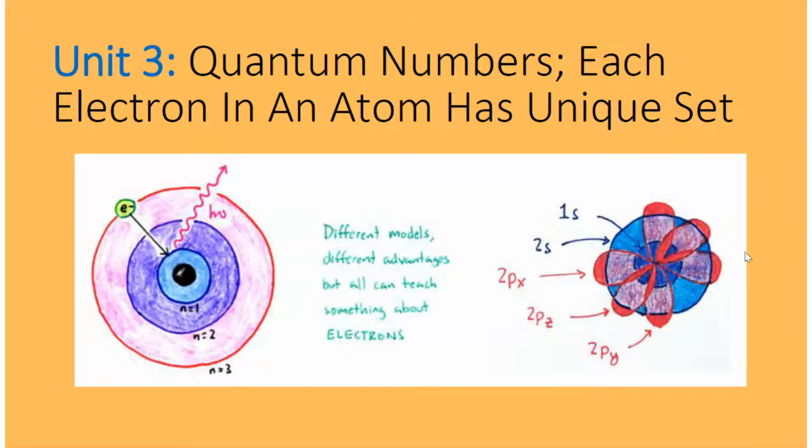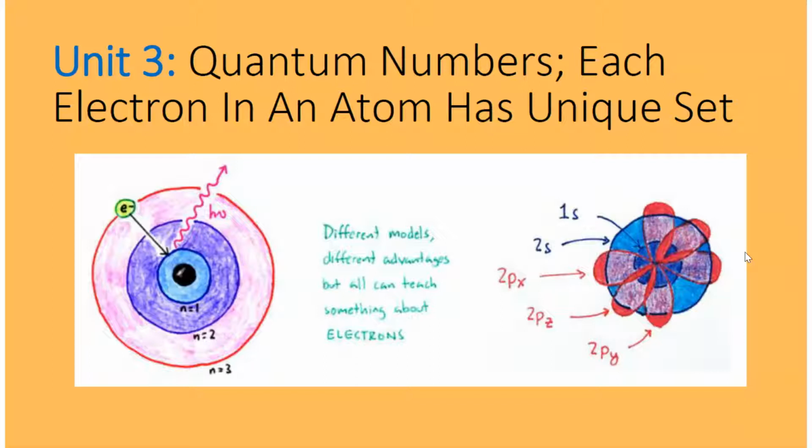This is probably going to be the last video of new material for Unit 3. And I want to wrap up this unit by talking about quantum numbers. Quantum numbers are a set of numbers that can tell us where an electron is within an atom. Not only that, every electron in an atom has a unique set of quantum numbers. We'll wrap up Unit 3 with this.